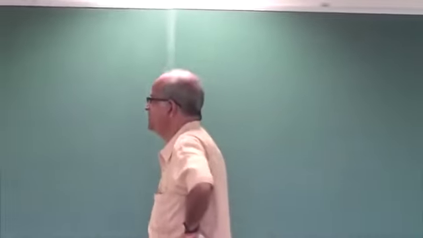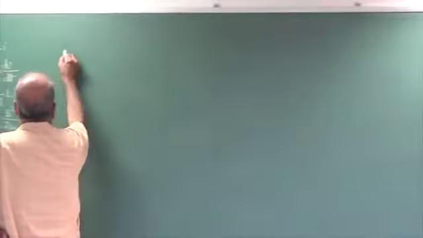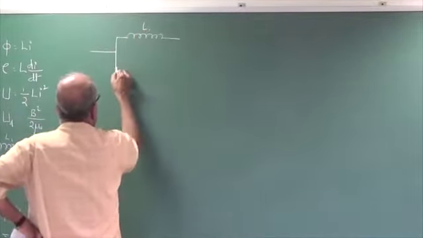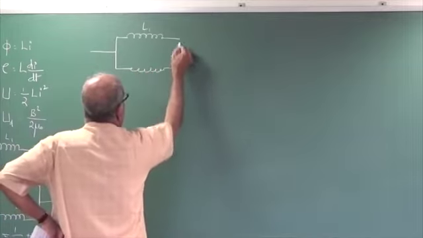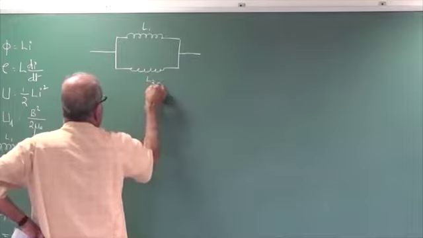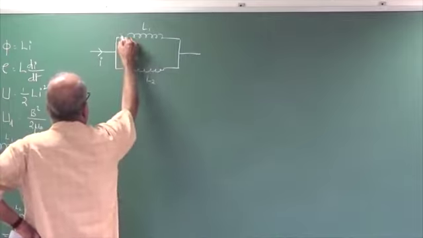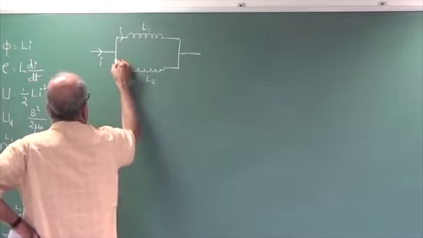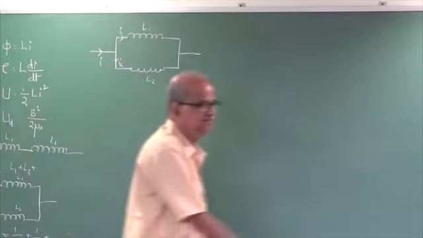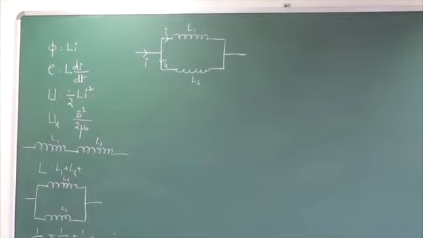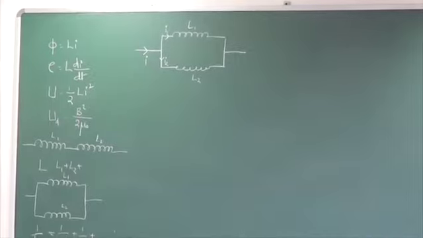Use those relations to write down. To begin with, we'll take up some simple problems and then go into harder ones. I have two inductors, L1 and L2, connected in parallel, and current enters this. The question is, what is the expression for current through L1? And current through L2? How can you arrive at it?